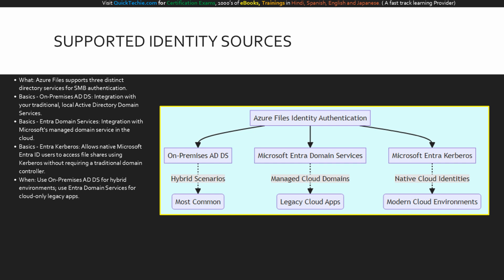This tree diagram breaks down the 3 supported identity pathways. From Azure Files at the top, we branch out into on-premises ADDS, Entra Domain Services, and Entra Kerberos. Notice the specific use cases mapped below each option. The on-premises branch leads to hybrid scenarios. The Entra Domain Services branch supports legacy applications completely hosted in the cloud, and the Entra Kerberos branch leads us toward modern, fully cloud-native environments.